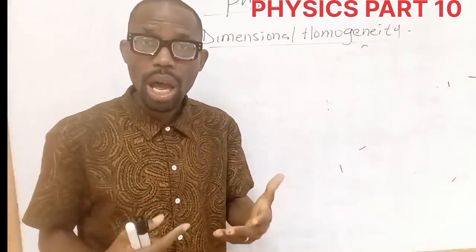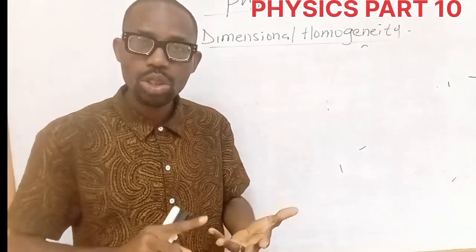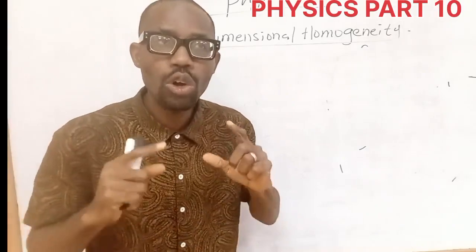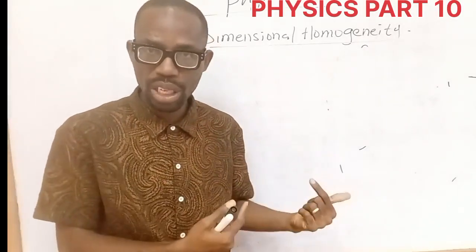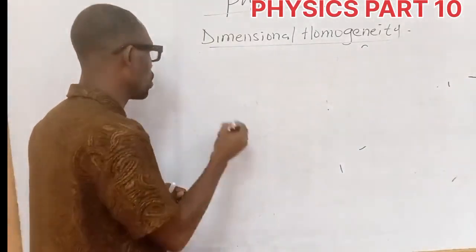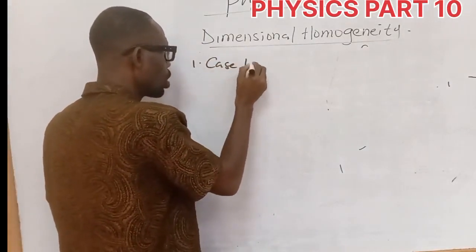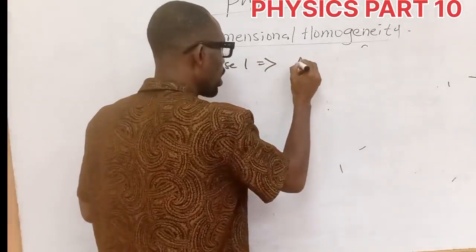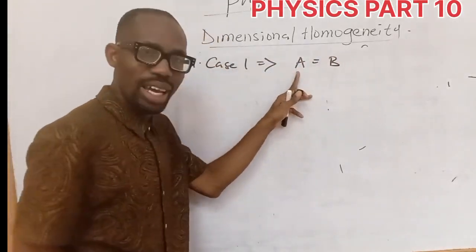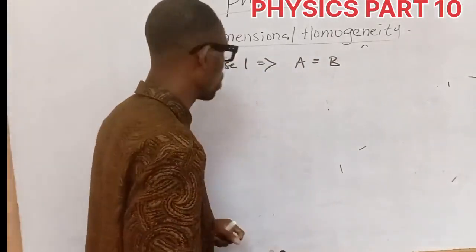Dimensional homogeneity will help us to be able to find what? Errors. Not only that, it will also help us to find unknown units in physics. Now, there are three cases I want to show you in dimensional homogeneity. Case 1: when we have A equals B. In this case, it means that the dimension of A must be equal to the dimension of B.